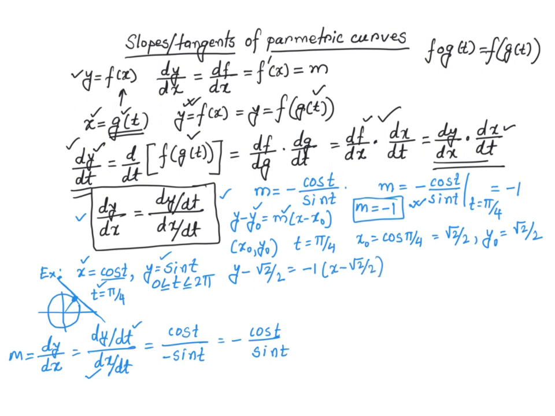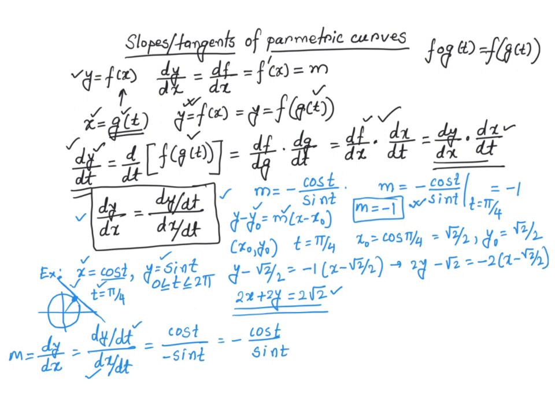Now I can go ahead and simplify it by multiplying everything by 2. So that's going to give me 2y minus square root of 2 is equal to negative 2 times x minus square root of 2 over 2. Now, if I simplify it further, this is what I get. Okay, so this is going to be the equation of the tangent line.